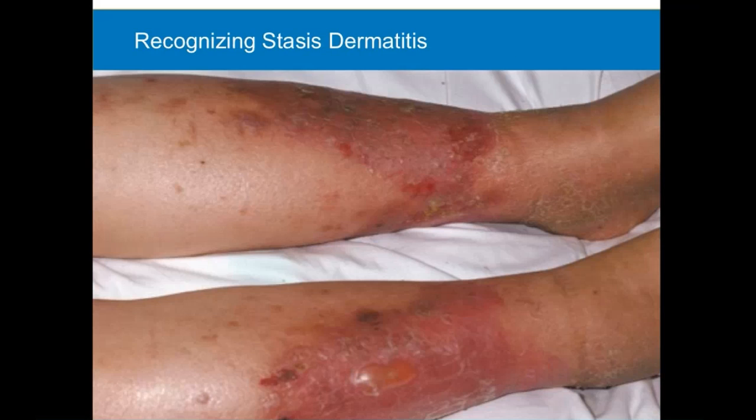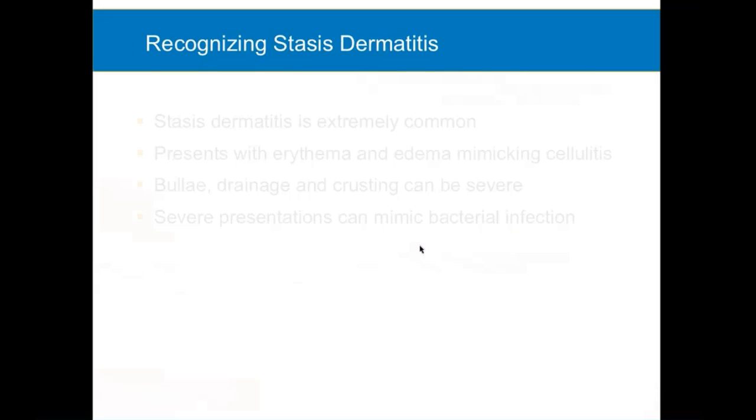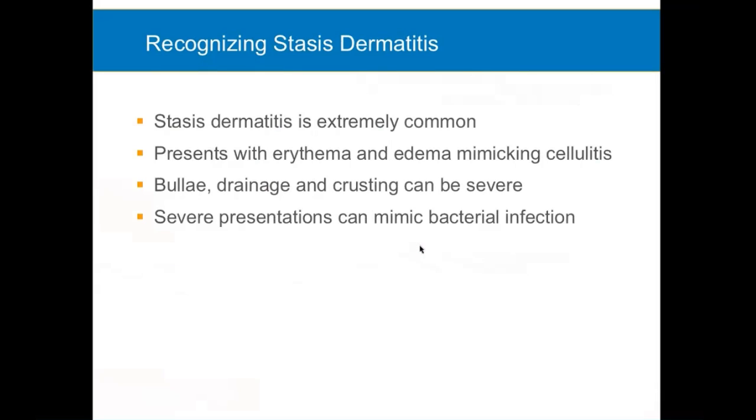So let's talk about how to recognize stasis dermatitis. This is that first case I showed you in the quiz, and there are some important key components to recognizing stasis dermatitis. One thing is it's really common. Stasis dermatitis is definitely a horse, it's not a zebra, and about 37% of the misdiagnoses for cellulitis were actually stasis dermatitis. It's very common to mimic cellulitis. It can have bullae, drainage, and crusting just like other things, and it can mimic an infection.